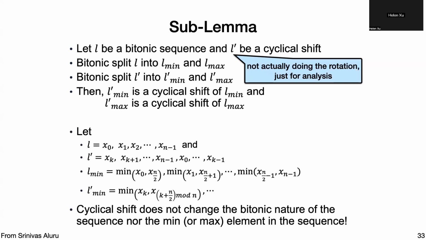You can prove that just like with how we constructed the Bitonic split, which is that you compare x0, xn over 2, and so on. So if the rotation point is k, then you're comparing xk with xk plus n over 2 mod n. The same comparisons are being done when you do the rotation. It's just that they may not happen in the same order as in the initial Bitonic sequence. So if you have this rotation, you're not changing the fact that the resulting sequences will be Bitonic, nor are you changing the actual elements in the resulting L min and L max. You're just changing the order of them.